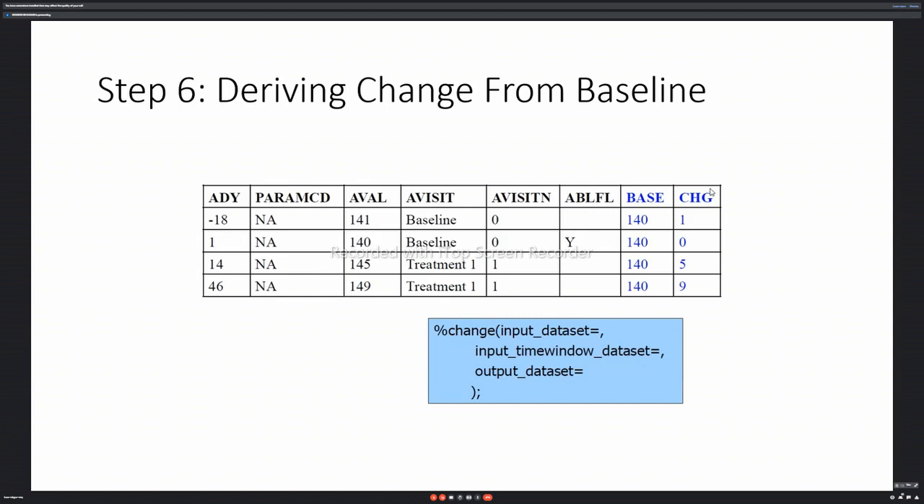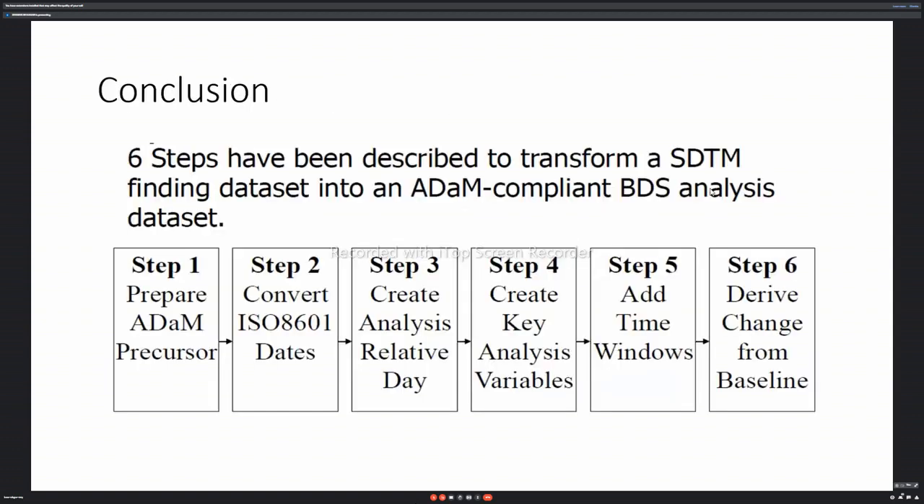For whichever observation we have ABLFL equal to Y, that observation's AVAL value will become the base value. Once you populate the base, I will tell you later how to do it programmatically by using a retain statement and first dot, last dot by test series. Then we are going to create change equal to AVAL minus base. Understand this one? These are the 6 important steps that we have while converting an SDTM findings dataset into an ADaM BDS dataset.